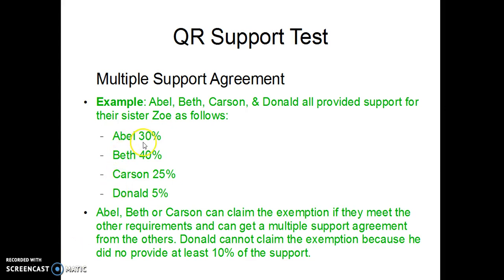So if, let's say, Abel wants to claim, and if Abel can get Beth, Carson, and Donald to sign a multiple support agreement, then he can go ahead and still claim Zoe as a qualifying relative, because he would have met the support test through the multiple support agreement.